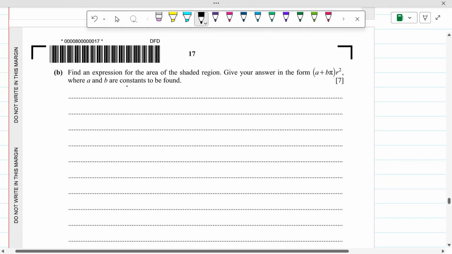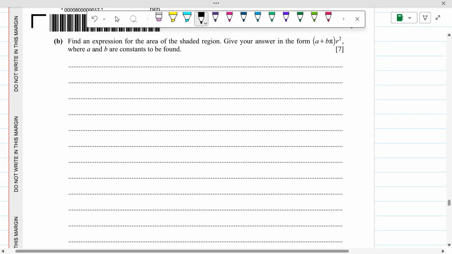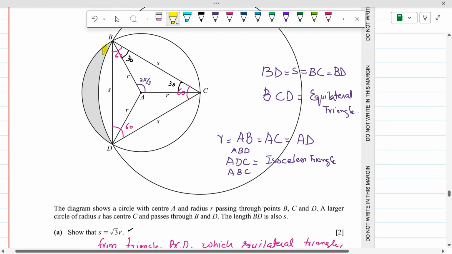Now let's move to part B. Find an expression for the area of the shaded region. Give your answer in the form (A plus B root 3) R squared, where A and B are constants to be found. Okay, this is the required area, which is the shaded region.